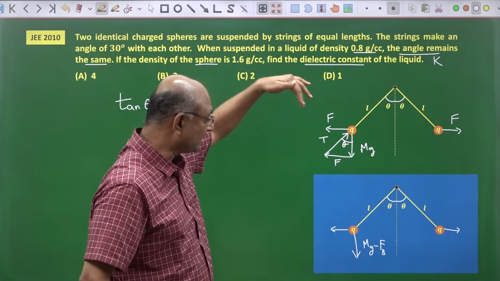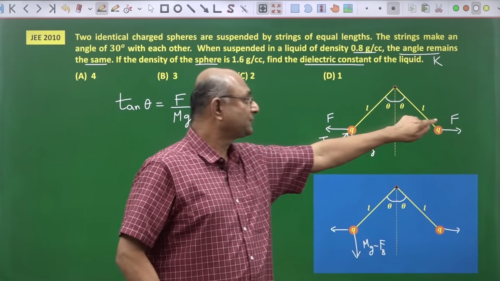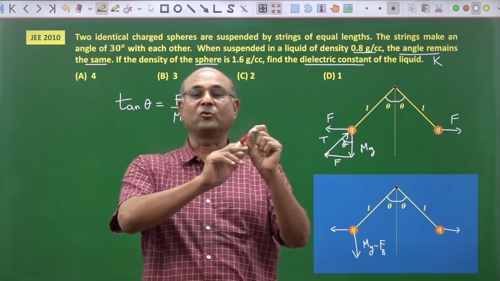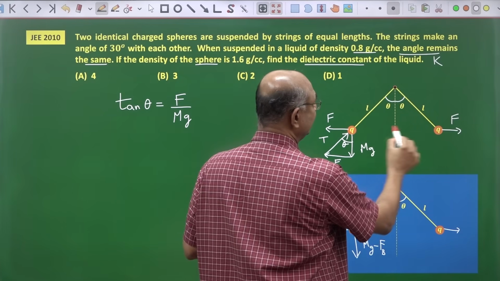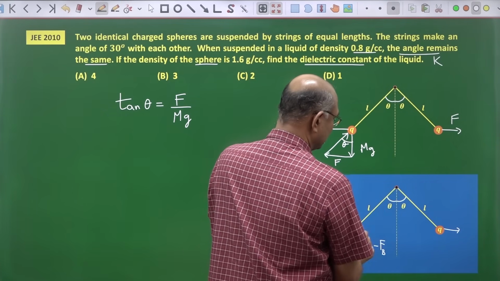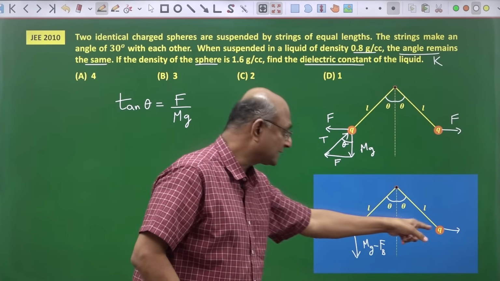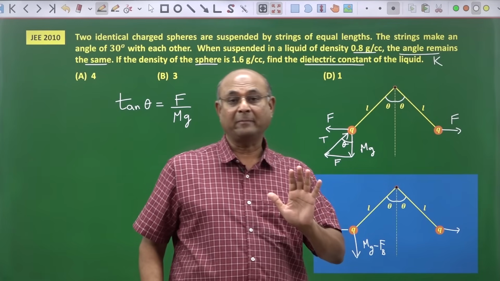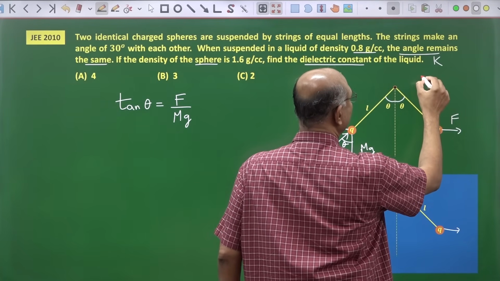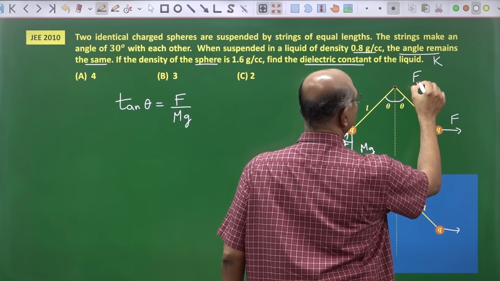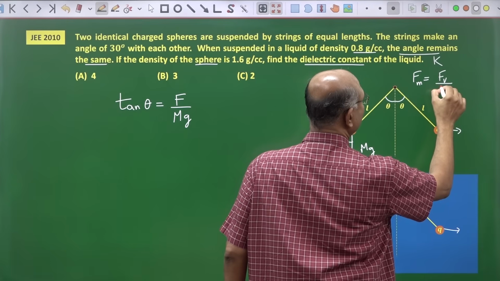What will be the force once you keep it in a dielectric? F by K. This force is Coulomb's constant into Q1 Q2 by R square. R hasn't changed. The distance hasn't changed. If this distance is X, this distance is X. Why? This is L, this is L, this is the same angle. Angle hasn't changed. So this distance remains the same. So if the distance is the same, what will be the force? Think about it. The force in a medium is the force in vacuum divided by K.